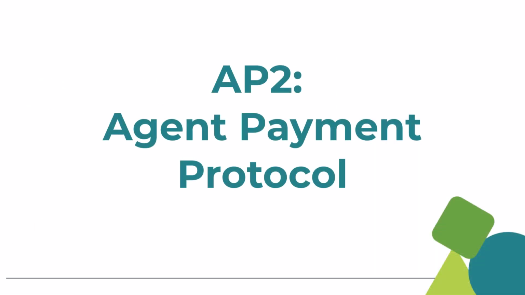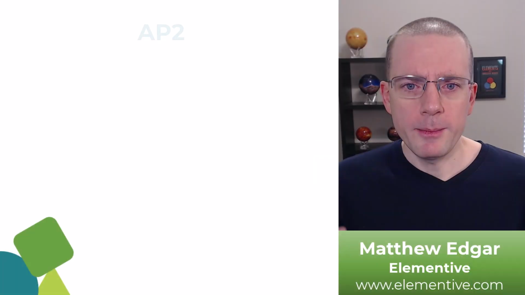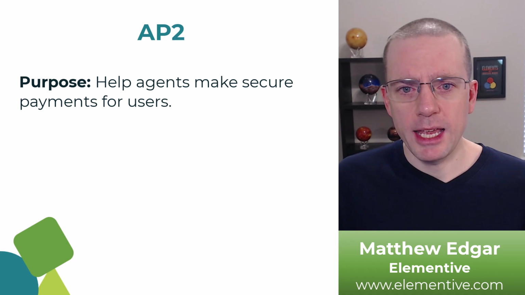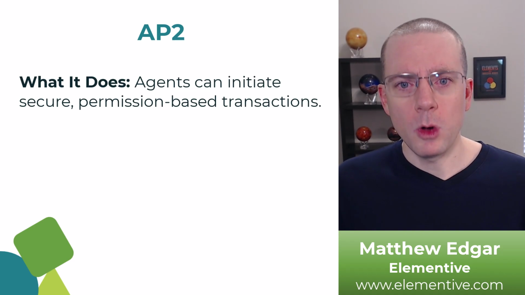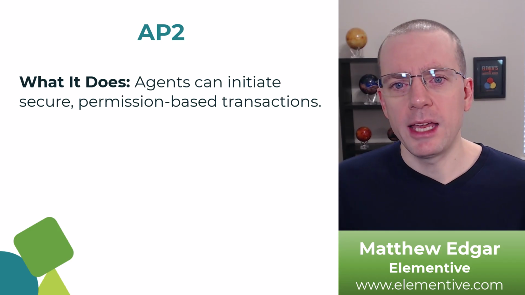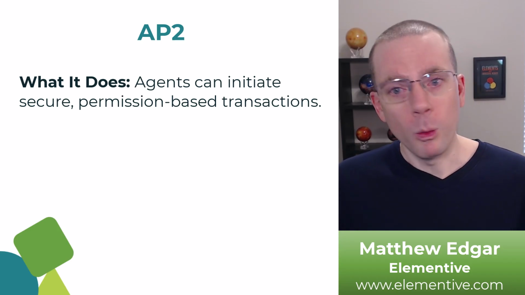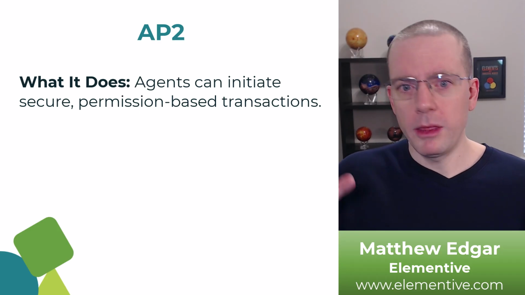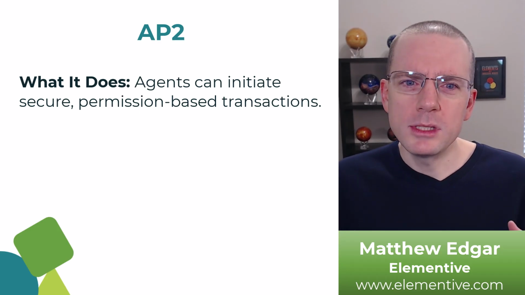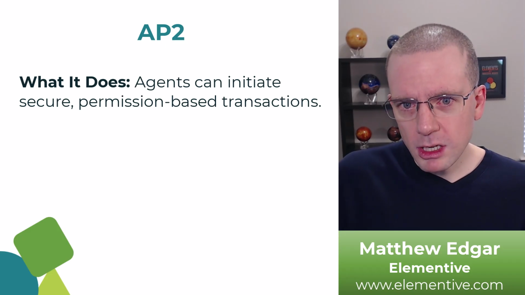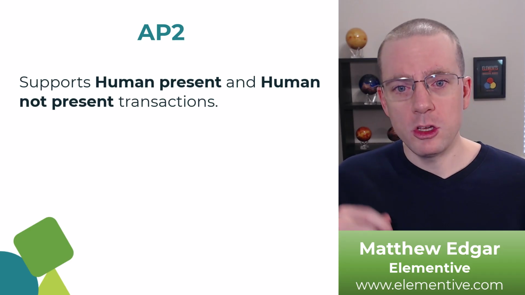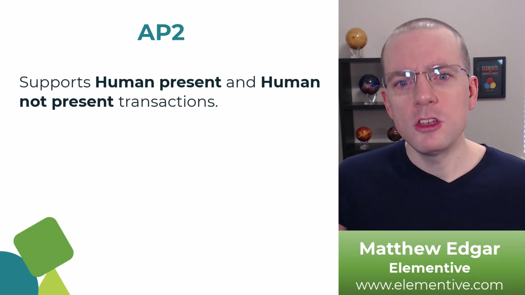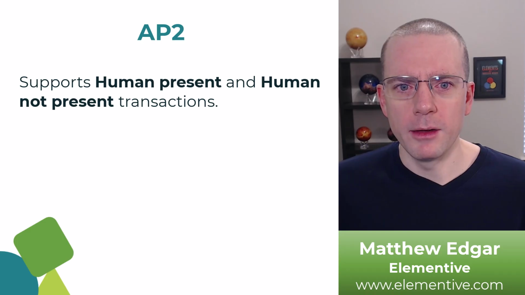Another protocol we have is the Agents Payment Protocol, or AP2. So AP2 is about helping AI agents make payments on behalf of users. So this is a protocol that's designed to allow AI agents to initiate payments with verifiable authorization, with accountability. So it helps the agents make sure it has permission to actually complete a transaction. AP2 supports human present and, more interestingly, human not present shopping scenarios.